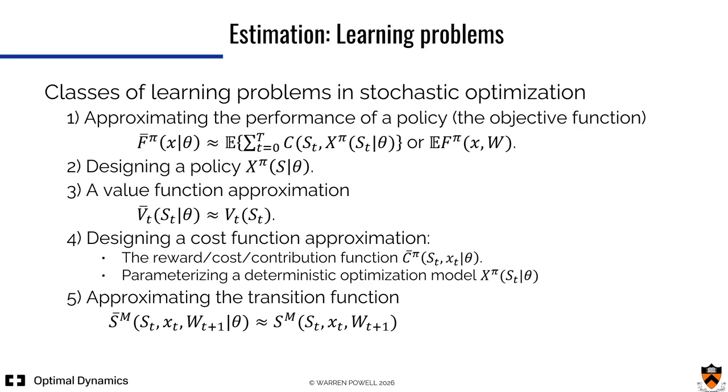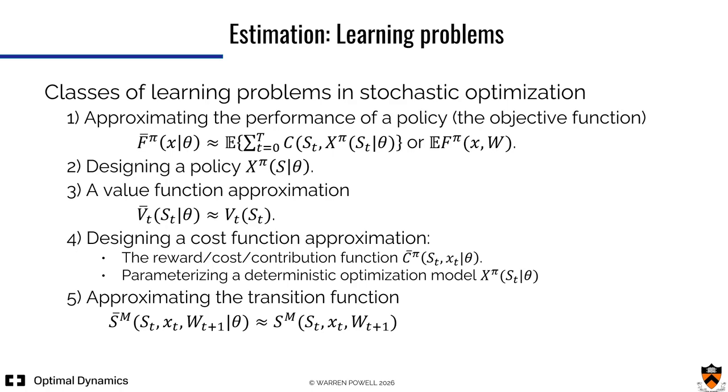So the functions we may need to estimate, one is approximating the performance of a policy over time. We're making sequences of decisions. Maybe that policy is a function of a set of parameters theta, which means my performance of the objective function is also a function of parameters theta. I may need to approximate that function to help me optimize theta.